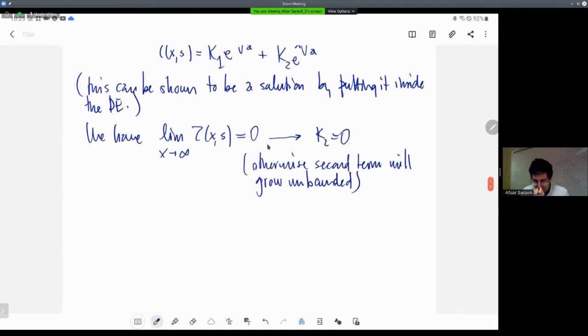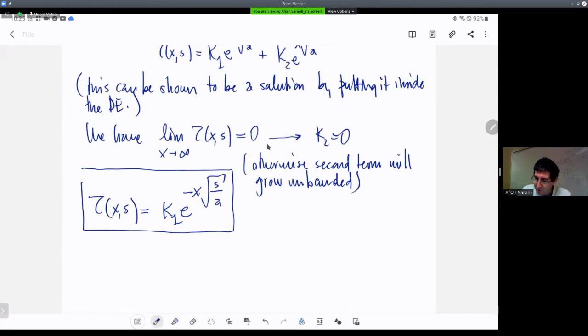Okay, so we have tau xs being equal to a constant, unknown at this point, times e to the power minus x square root of s over a. So that's our solution. Okay, now we will use the boundary condition to determine k1.